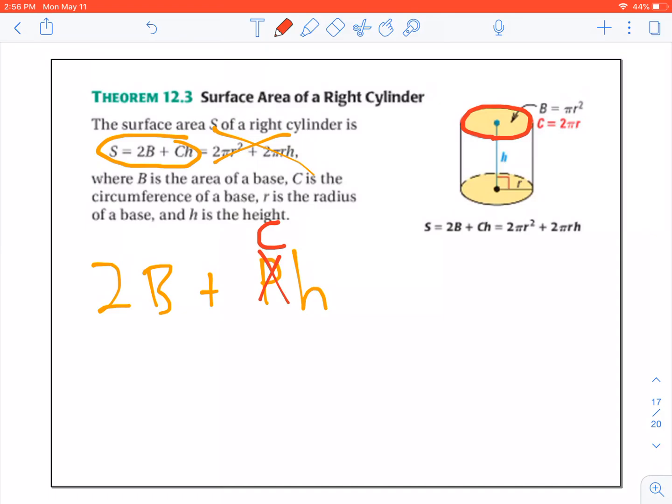And then that base is actually easy to find the area of. Area of your base, pi r squared. Circumference of your base, 2 pi r. So you only need one piece. You need the radius.